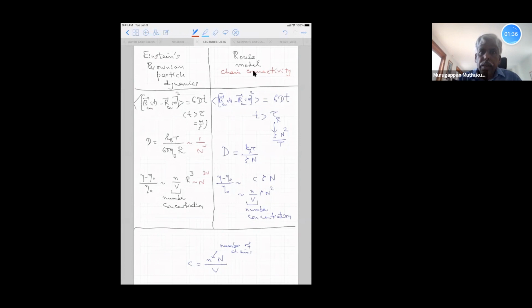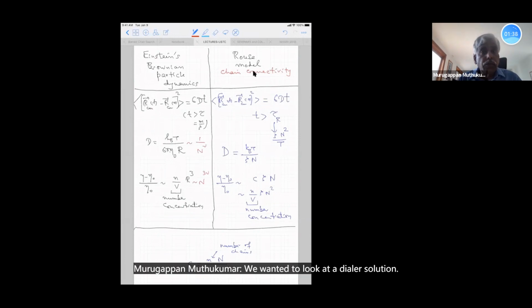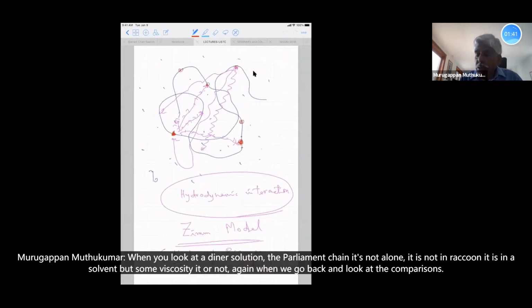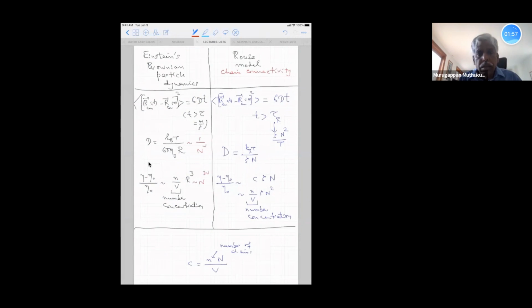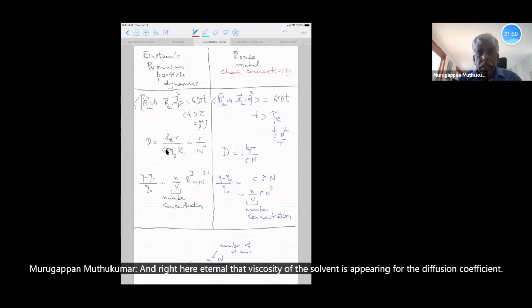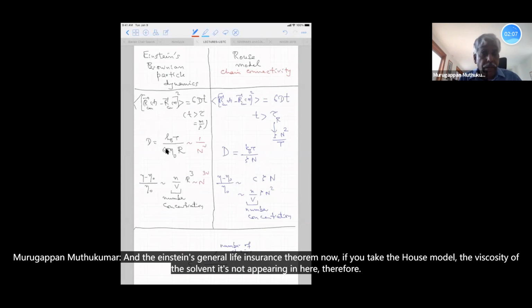And we wanted to look at a dilute solution. When you look at a dilute solution, the polymer chain is not alone. It is not in vacuum. It is in a solvent, with some viscosity eta naught. Again, when we go back and look at the comparisons, right here, eta naught, the viscosity of the solvent, is appearing for the diffusion coefficient in the generalized Einstein's theorem. Now, if you take the Rouse model, the viscosity of the solvent is not appearing in here.